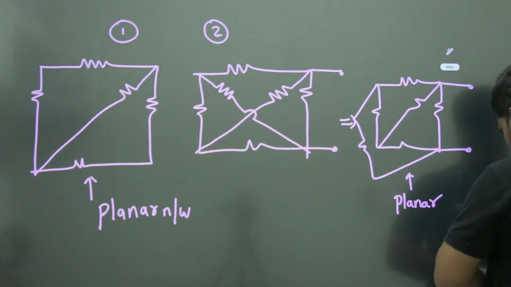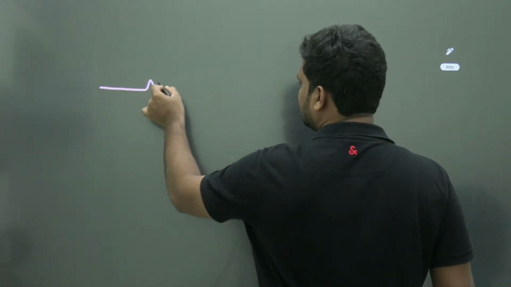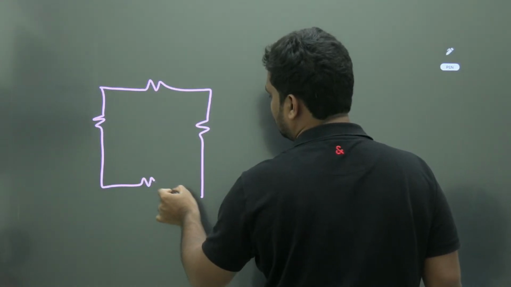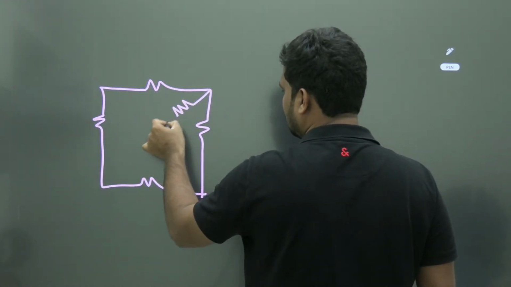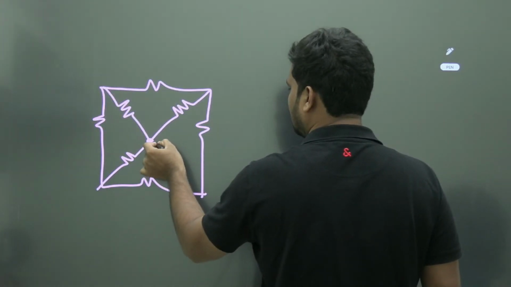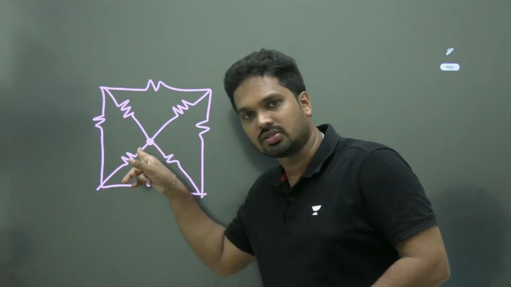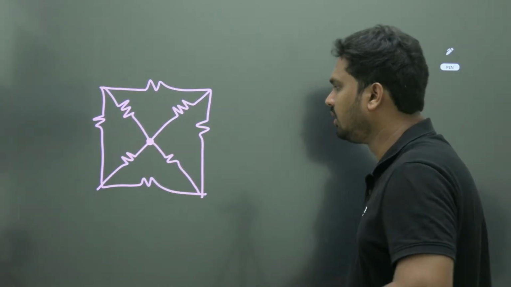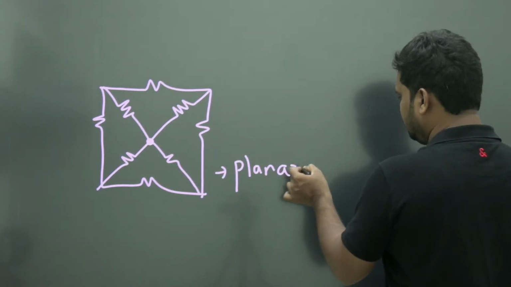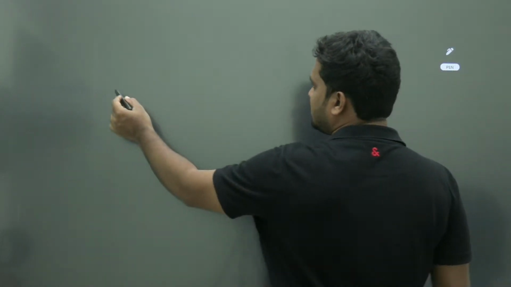Let me give you one more example. Is it planar or non-planar, because you have this junction. Junction is nothing but a node. It is no problem. It's planar. Last case.